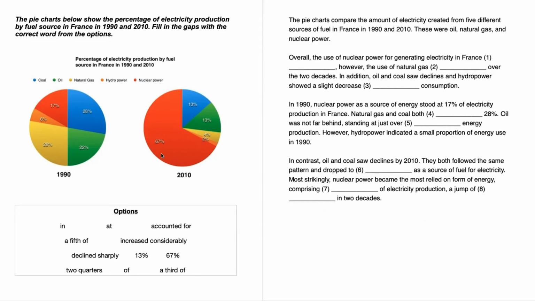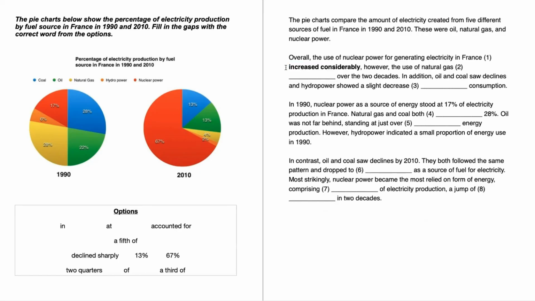That is a huge increase. So we're looking for a verb because it says the use of nuclear power. We want to know what that did. And if we look at our options, the only correct option would be increased considerably. Remember, considerably is a great adverb to talk about how something increased.